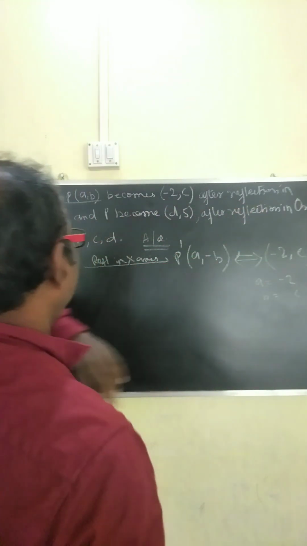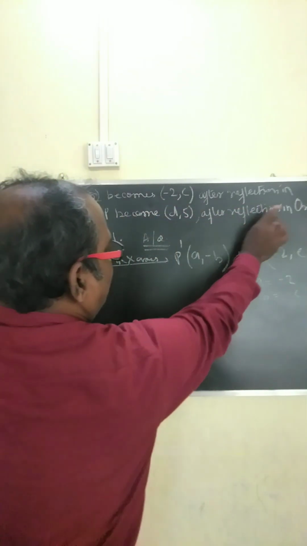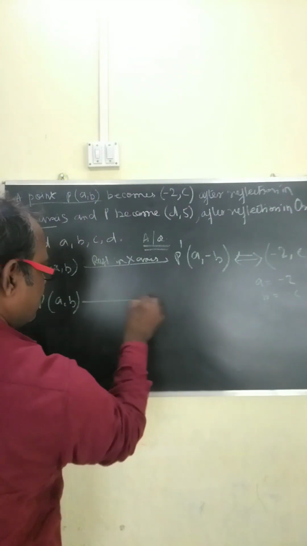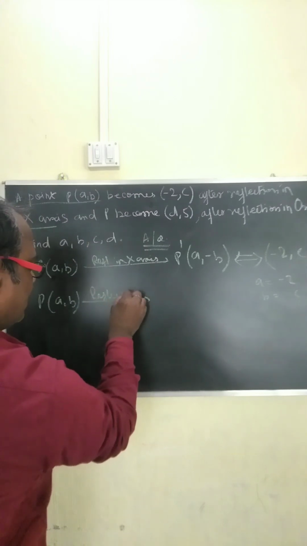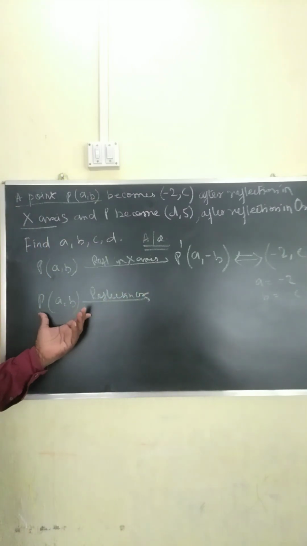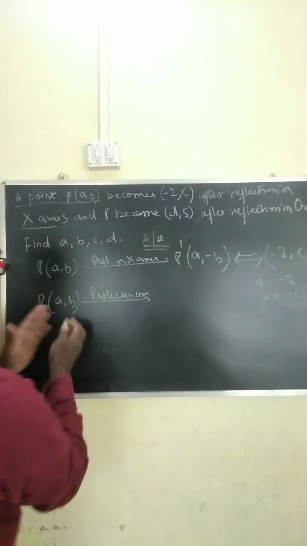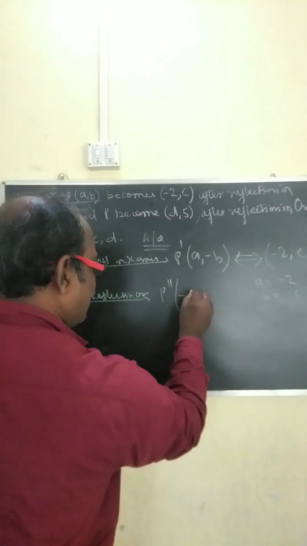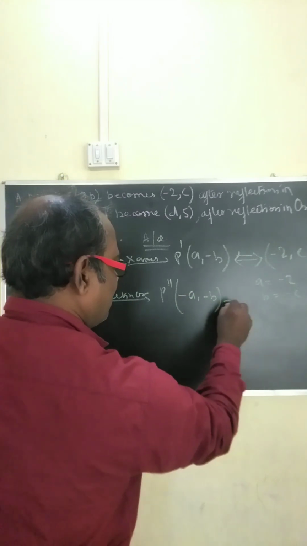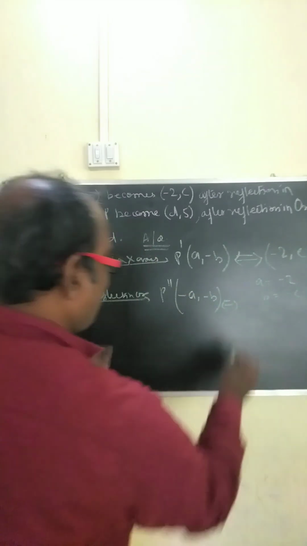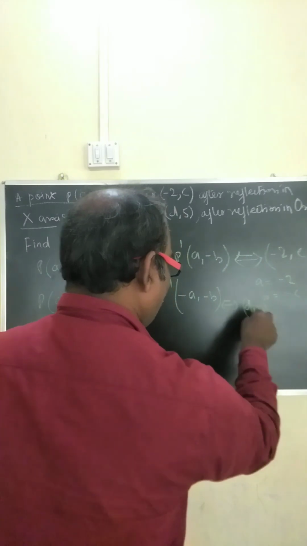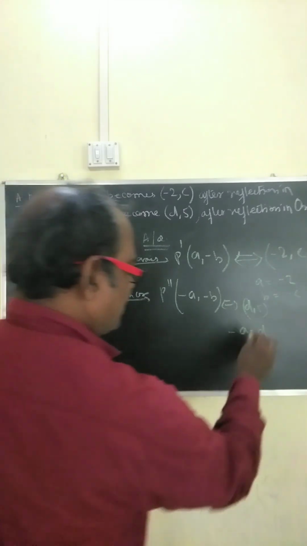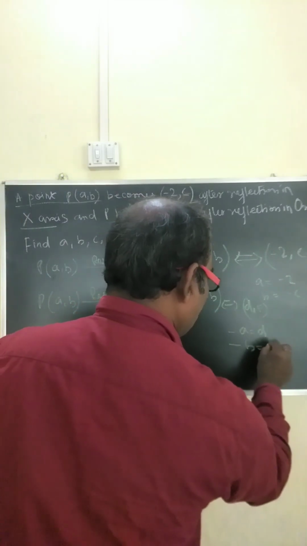Next, again they have said that P becomes (d, 5) after reflection in the origin. So the point P is (a, b). When it is reflected in the origin, the signs of both ordinates change. So suppose it becomes P dash, it will become (-a, -b). But here it is given as (d, 5). From here we get -a equals d and -b equals 5.